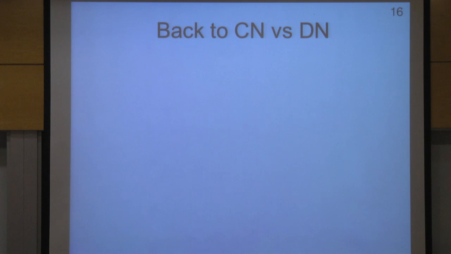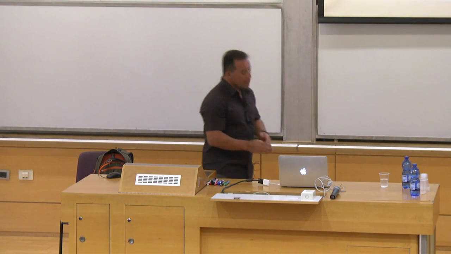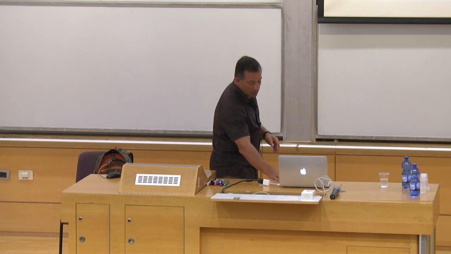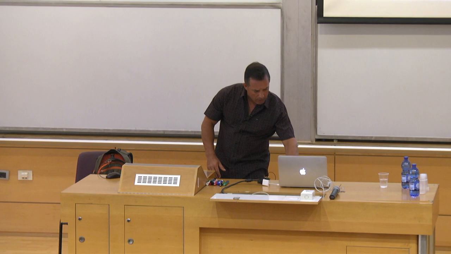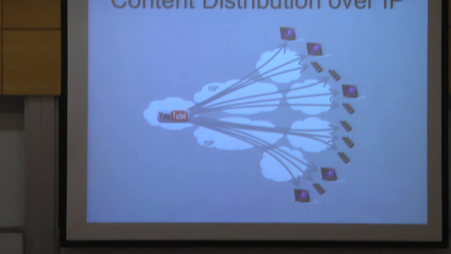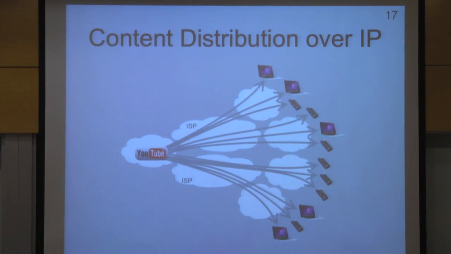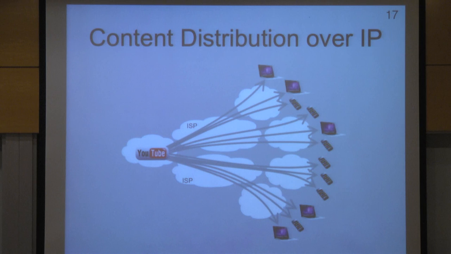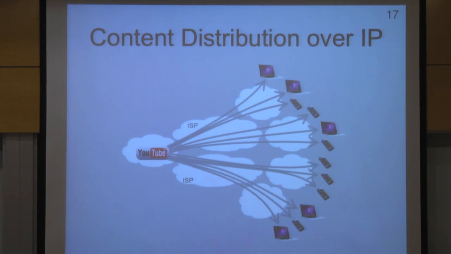Okay, so remember I claimed there's a fundamental difference between a communication network and a distribution network. So let's go back to that for a bit. If you have IP, which is what we have today, and you try to do content distribution over IP, this is what happens. You have some viral video on YouTube. Something goes viral, it's not predictable, because these things just happen. And then tons of people all over the world start requesting this viral video.